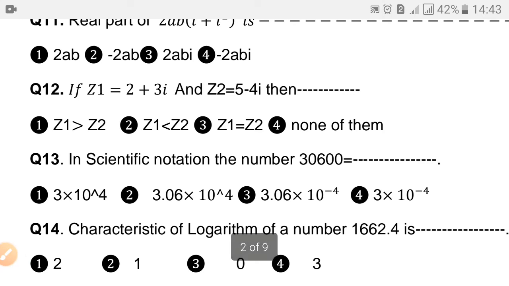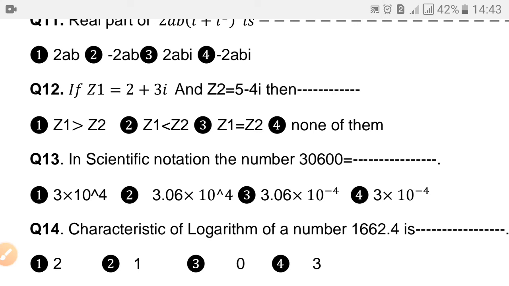And question number 12, we have: if z1 is equal to 2 plus 3 iota and z2 is equal to 5 minus 4 iota, then the first option is z1 is greater than z2, the second option z1 is less than z2, the third option z1 is equal to z2, and the fourth option is none of them. It is a very challenging question for you. Let's think on it. Which option is right?